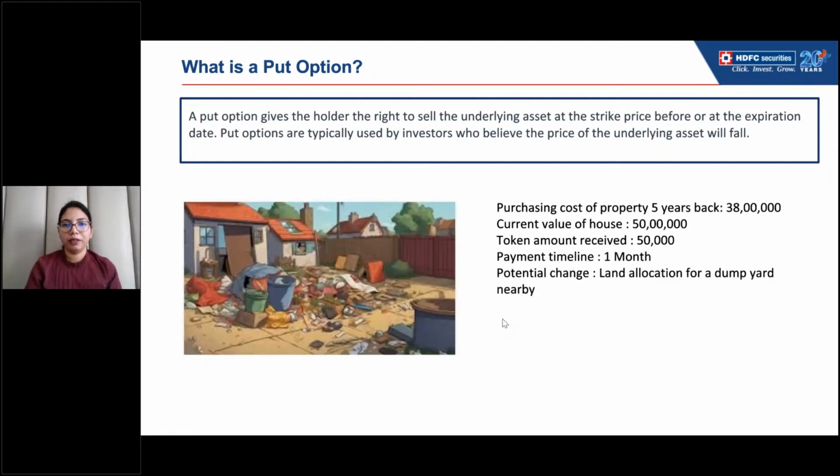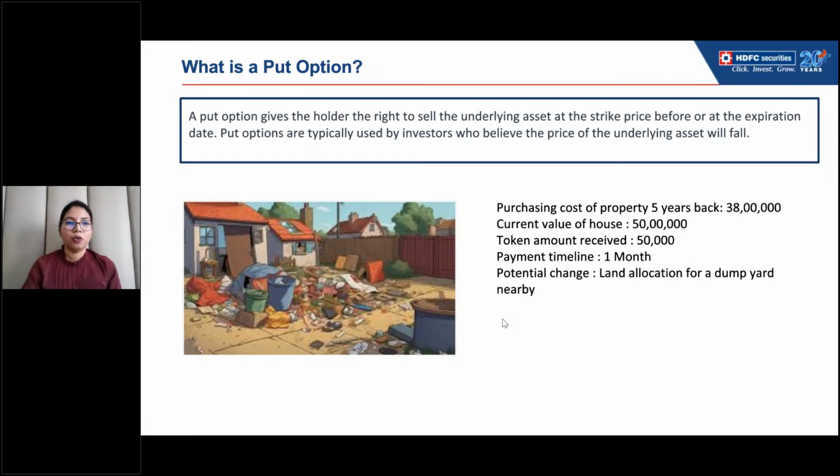यू हैव अ प्रॉपर्टी, ओके, व्हिच यू बॉट 5 years बैक फॉर 38 lakhs. ठीक है, उसका करंट वैल्यू है 50 lakh का. ओके, बट नाउ you beforehand have a news that there is some vacant land near to the property, and government is going to allocate that particular land for a dump yard. So if a dump yard comes to near your property, what will happen? The prices will go down, right? So as soon as possible, you want to sell that property and come out of it.